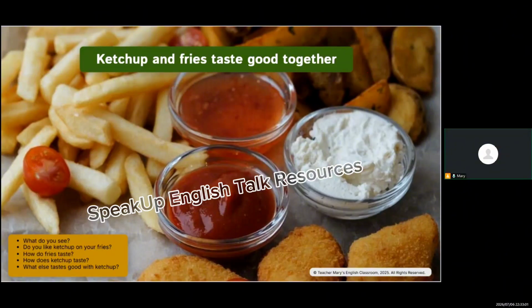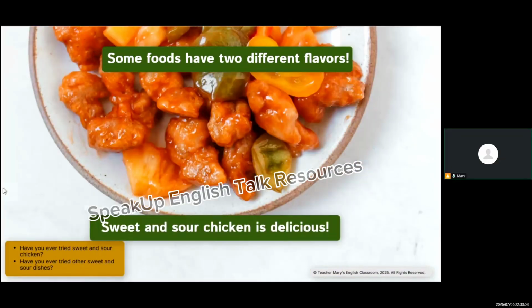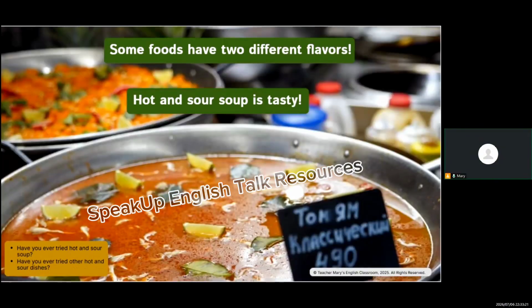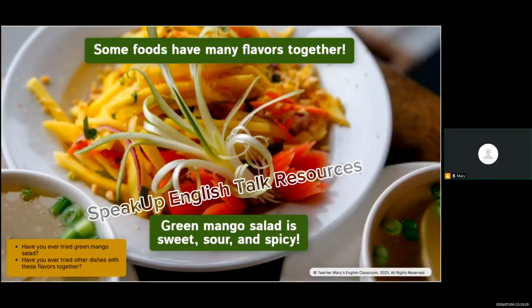After that, I have some foods that have 2 different flavors, like sweet and sour chicken. It's delicious. It's both sweet and sour, so it's got 2 flavors. Ask the student, have you ever tried other types of sweet and sour dishes? Another one is hot and sour soup. Hot is another word for spicy, and you can teach a student that. Some foods have many flavors together, like this green mango salad. It can be sweet, sour, and spicy at the same time.